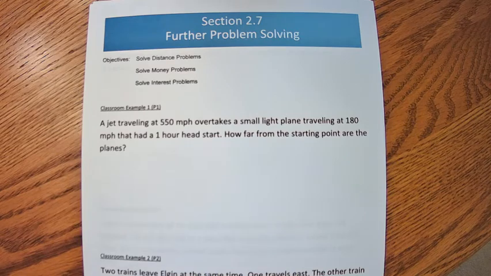In section 2.7, we're going to talk more about distance problems, and our prior examples had a single car or a single train traveling a certain distance. In section 2.7, there are going to be two different trains or two different cars or two different people walking, and we're going to be comparing how quickly they are traveling with each other to solve those type of problems.